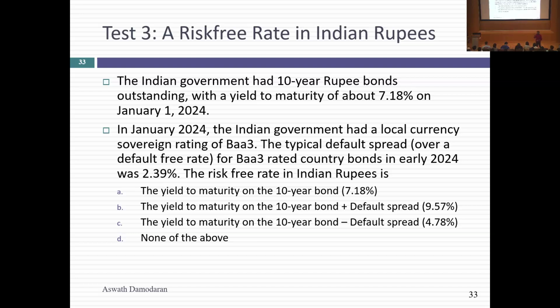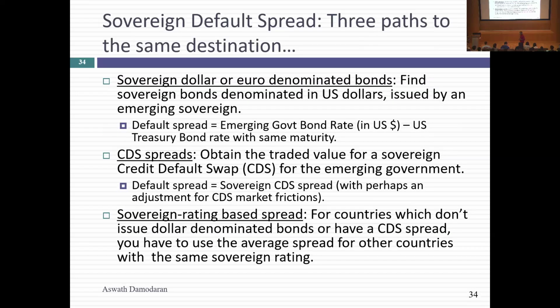So I'm going to take you through 3 ways in which you can get that default spread because you will need it. Some of you are working with governments where there's default risk. You've got to clean up for that default risk. I'll take you through those 3 approaches. The first is, if that government that you're trying to get a default spread for has issued bonds in dollars or euros, you got incredibly lucky.